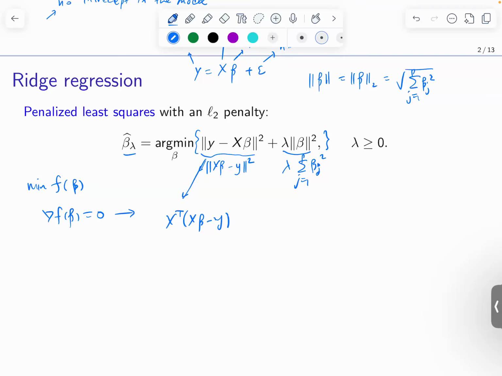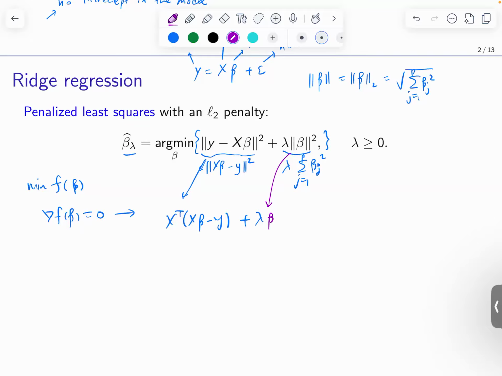How about the gradient of the second part? The gradient would be additive, so you get plus lambda times the gradient of this part. What is the gradient of the norm squared? Yes, it would be beta.